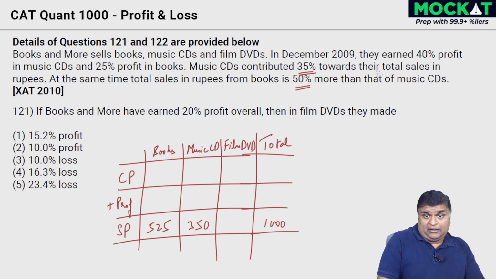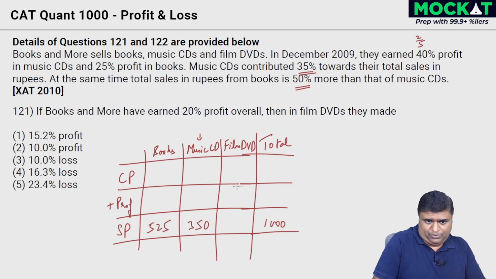Now, in December 2009, we go backwards. They earned 40% profit in music CDs. They're speaking about music CDs first and then coming to books, not sequentially. Remember that. Now, with 40%, there's a tendency to immediately write 40% of 350 over here. That's incorrect because profit is always on the cost price. So convert 40% to a fraction. 40% is nothing but 2/5. Just refer to the fractions table, your percentages table, in the second module under the percentages chapter of Mockat.com.